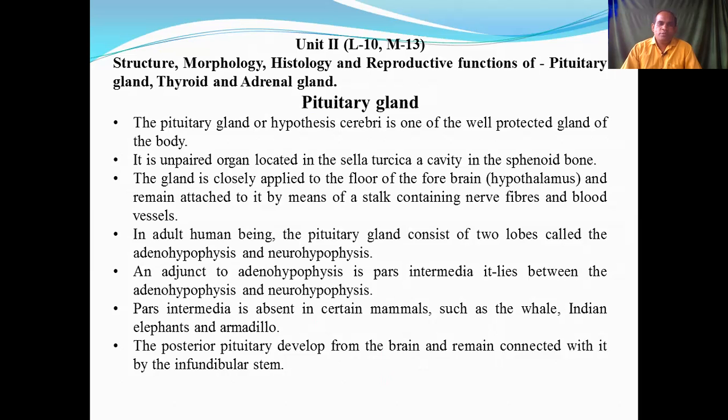In the adult human body, the pituitary gland consists of two lobes called adenohypophysis and neurohypophysis. An adjunct to the adenohypophysis is the pars intermedia. It lies between the adenohypophysis and neurohypophysis. Pars intermedia is absent in certain mammals such as whale, Indian elephant, and armadillo. The posterior pituitary develops from the brain and remains connected with it by its infundibular stem.